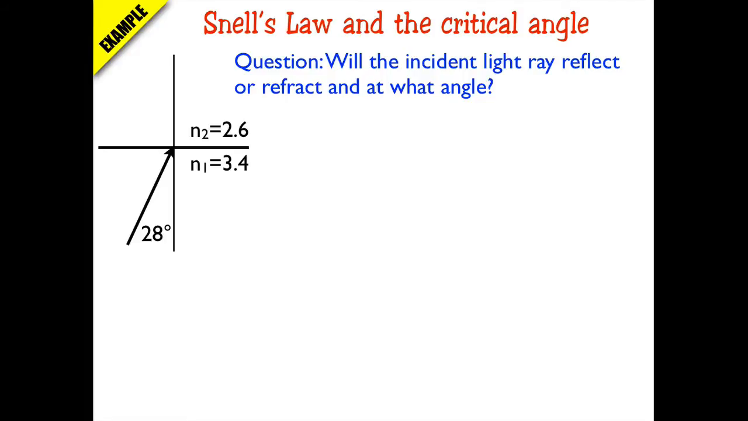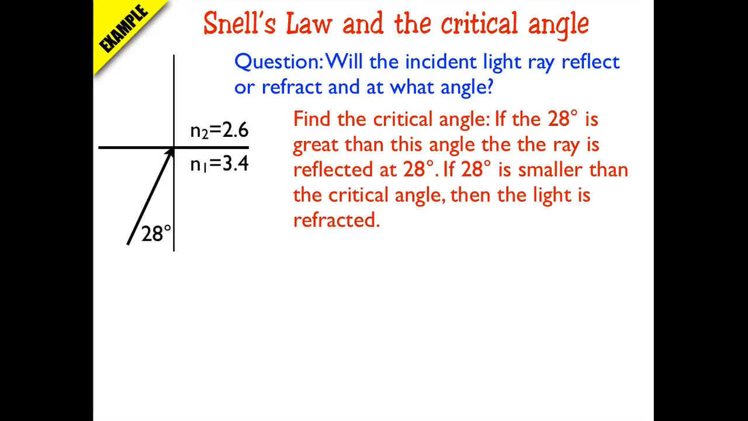And my task is to find out if the light ray will reflect or refract. So here's my strategy. I'm going to find the critical angle. If the 28 degrees of the incident ray is greater than this angle, then I know it's reflected. If the 28 degrees is less than the critical angle, it's refracted. And that tells me how to solve the problem.